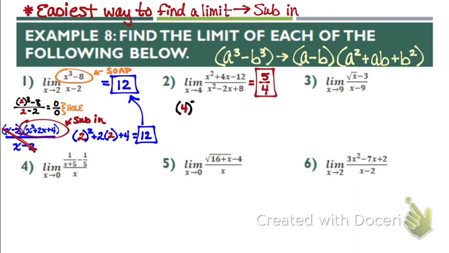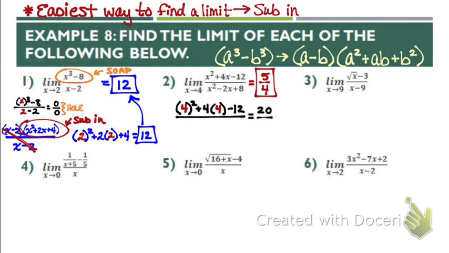So I've got 4 squared plus 4 times 4 minus 12. So up in that numerator, I have 16 plus 16 minus 12. 16 plus 16 is 32. 32 minus 12? 20. So I get 20 up in the numerator.